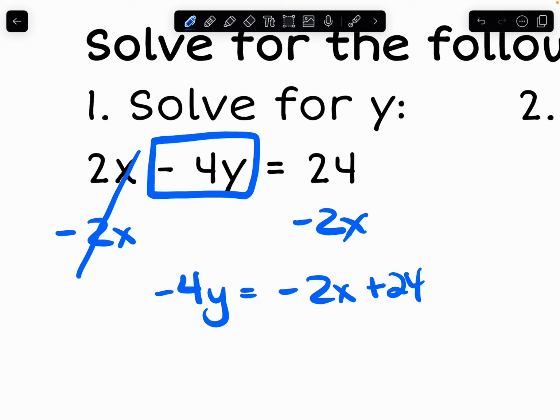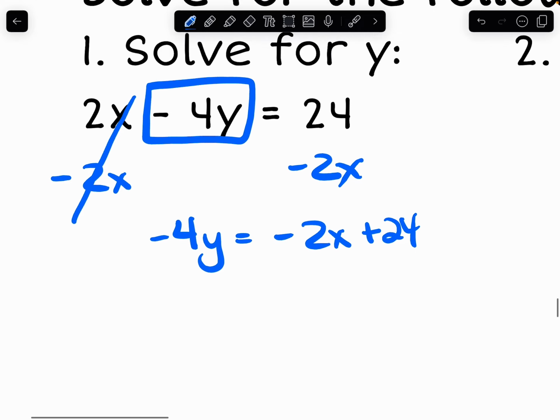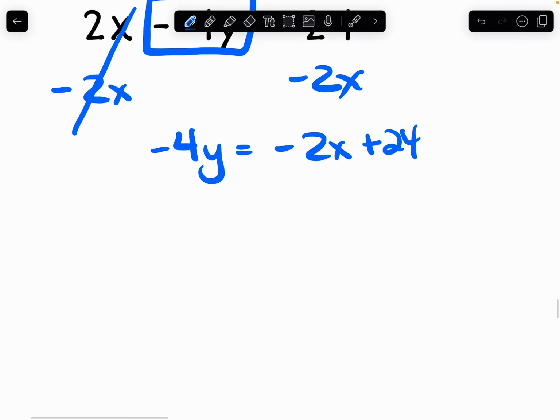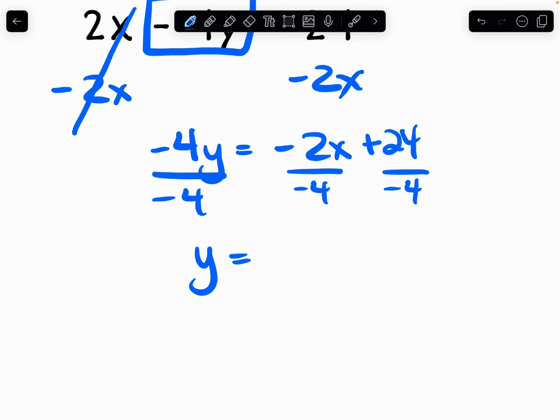You can't combine it. Now, the next step is, I want that y by itself, but it has something multiplied by it. So I need to divide everything by that negative 4. When I do that, negative 2 over negative 4 gets me 1/2 x minus 6.